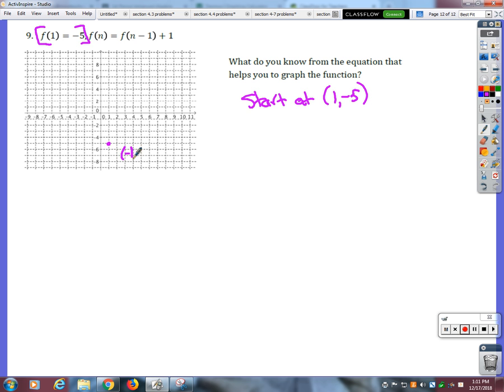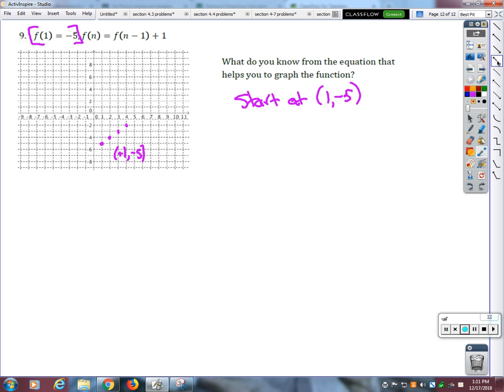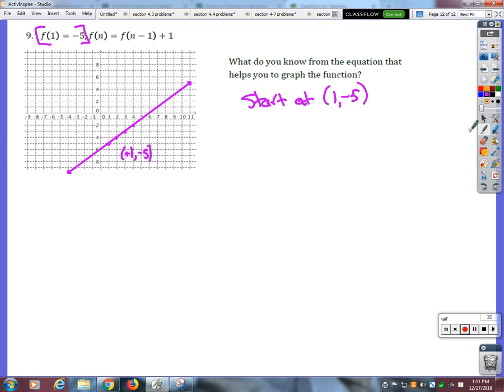Okay? At 1, -5. Then this is the formula about what to do from there. From there, I'm going to go up 1 each time. So over 1, up 1, over 1, up 1, over 1, up 1. And then that's it. Before, yes, we will. Because of this +1.